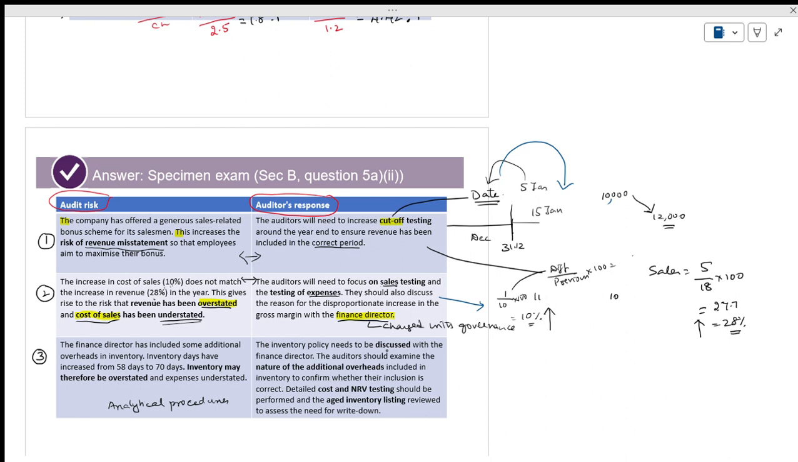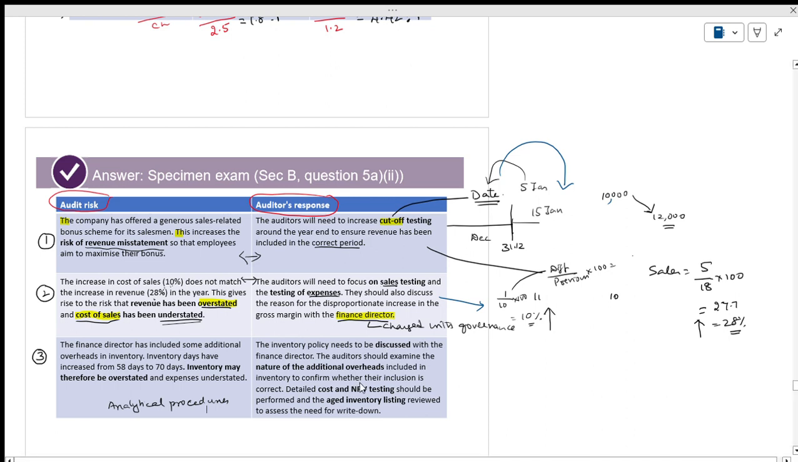This is the second one. Ask me, stop me, that's very important. The finance includes some additional overheads. Inventory days, how much has happened? The finance included some cost in the inventory. Definitely the inventory value will increase. Is it right? Inventory value will increase, and so will the inventory number of days.